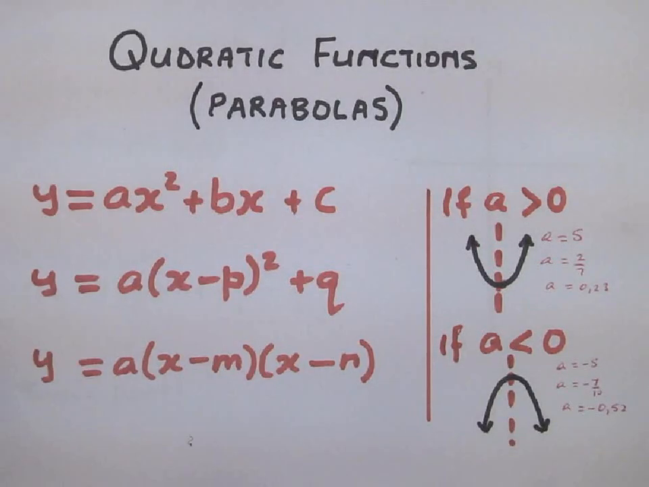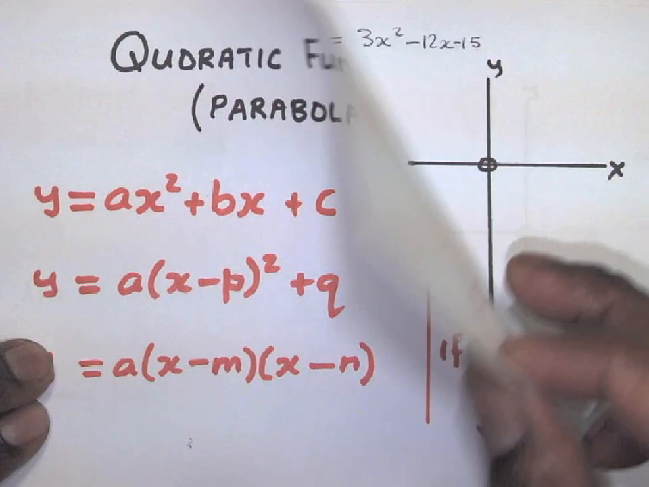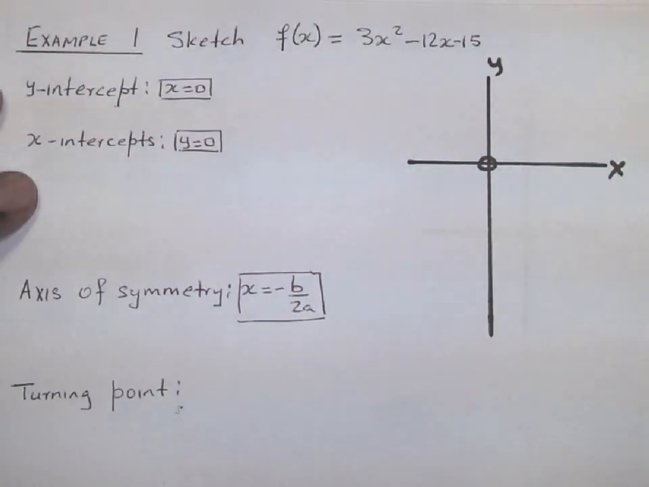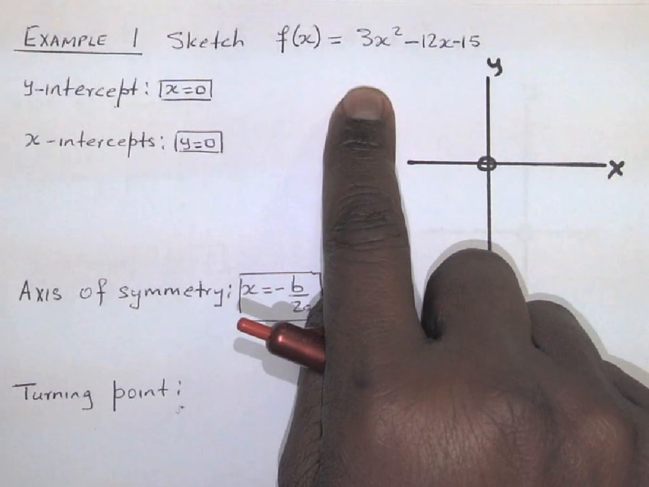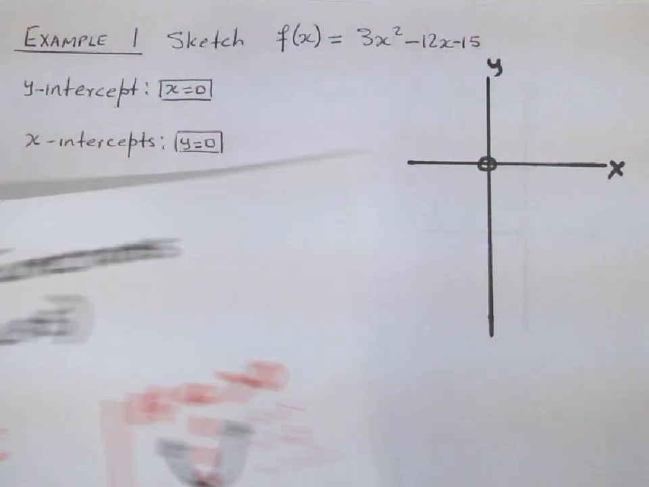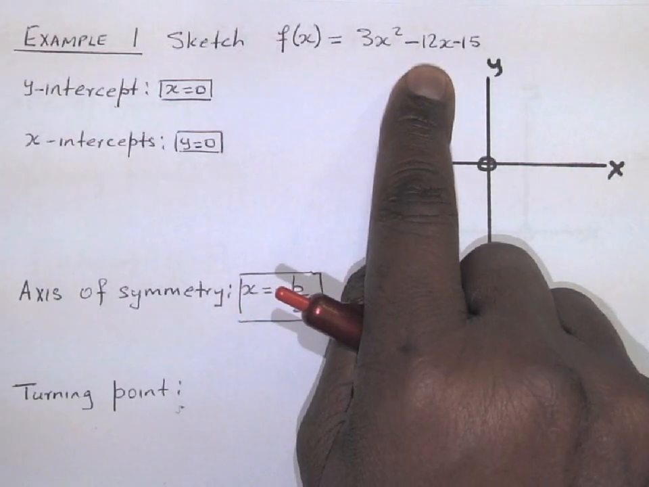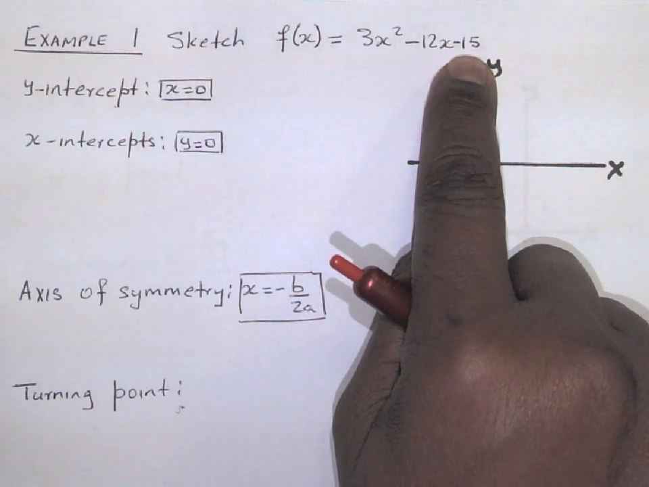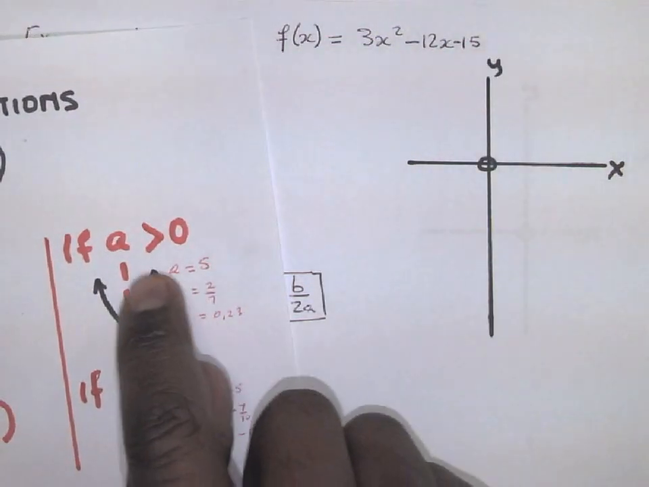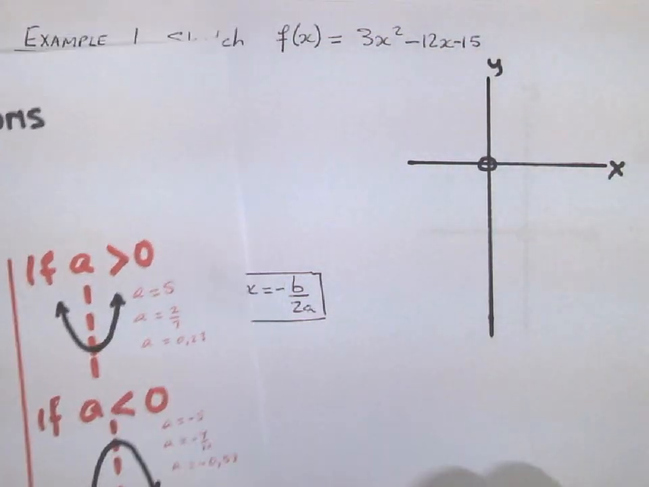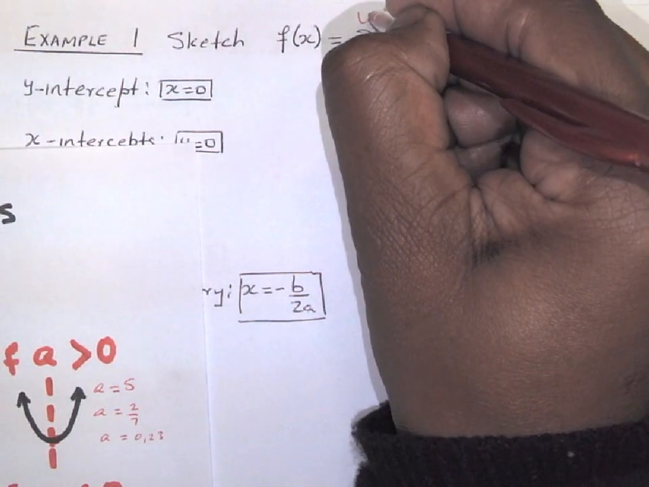Now, let's look at how some of the questions are asked so that you get familiar with it. They might say, sketch this parabola: 3x squared minus 12x minus 15. Note that we said if a is greater than 0, the shape will be like this. So we know already that the shape will be like this.